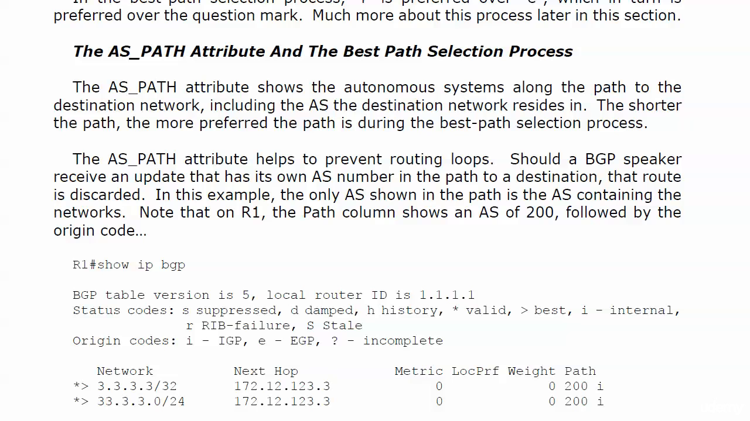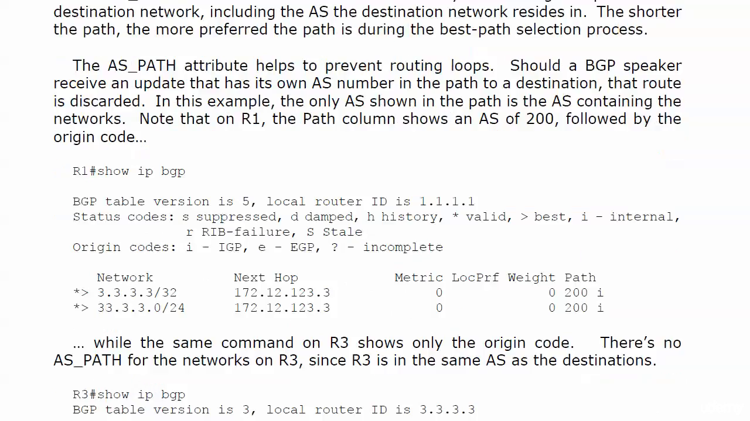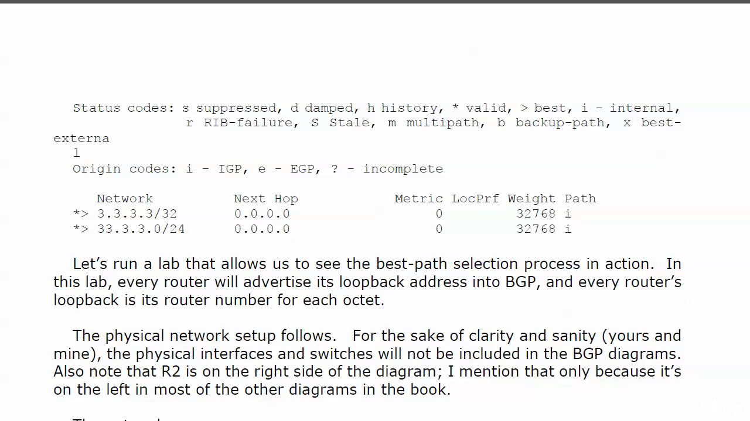Now in this example, and this was router 1 in our previous lab, the only AS shown in the path is the AS containing the networks, because that AS was right next to router 1, and you see under path 200, followed by the origin code. On router 3, which was the router that actually contained those two networks, as we go down here you can see the only thing under the path was literally the letter I.